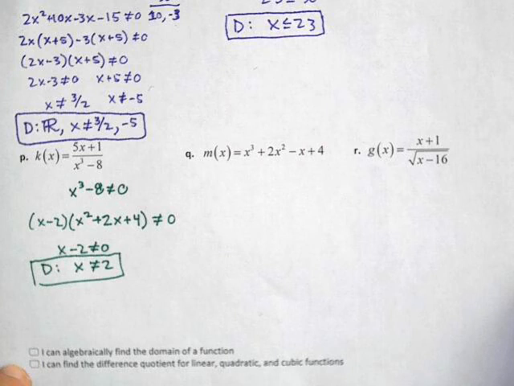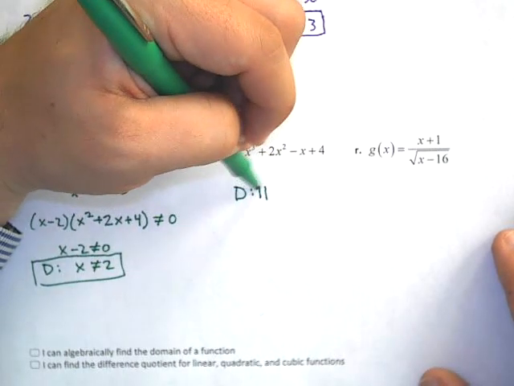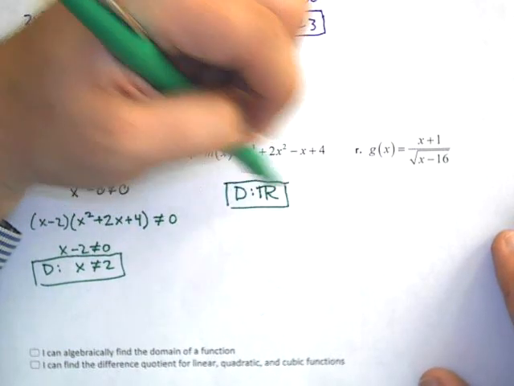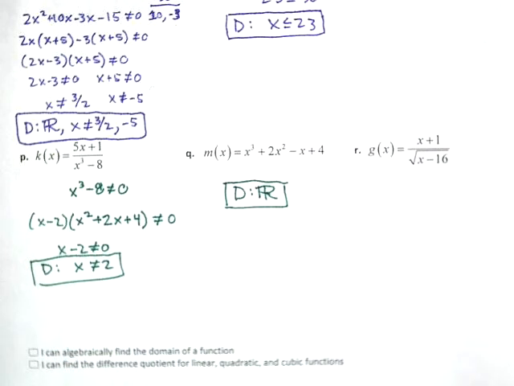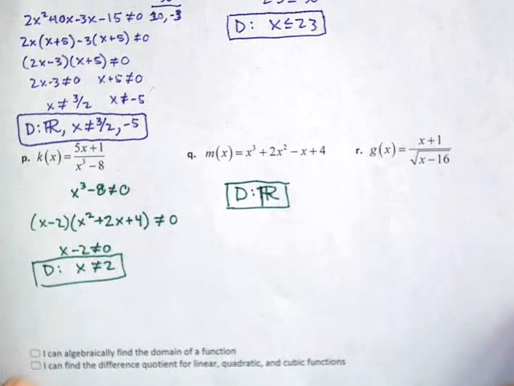Q, nice and easy. Is there a radical? No. Is there a denominator? No. Alright, this is fine. We can do this, no problem. You can plug in absolutely any value and you will be okay. Okay. Alright, last one. Finish strong here.